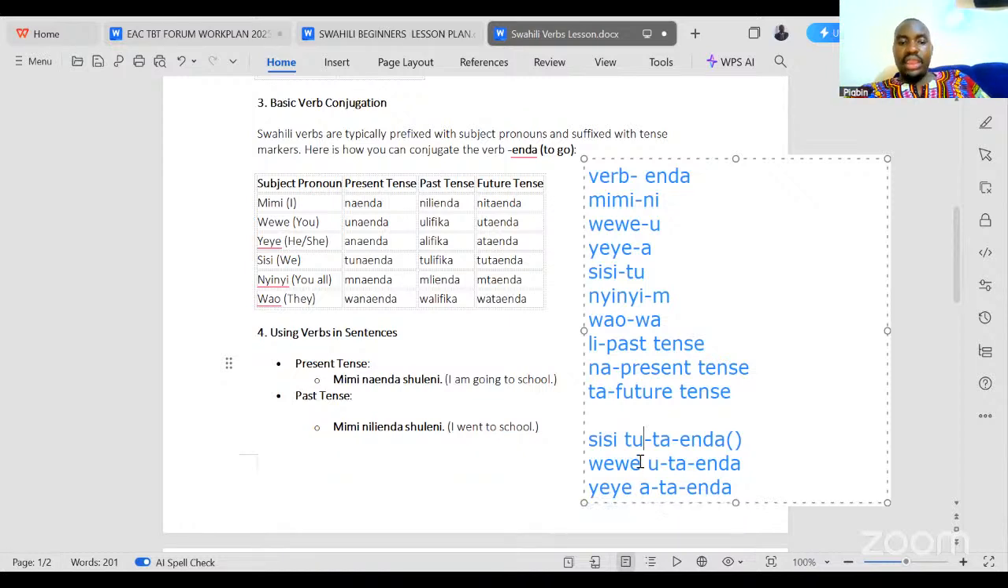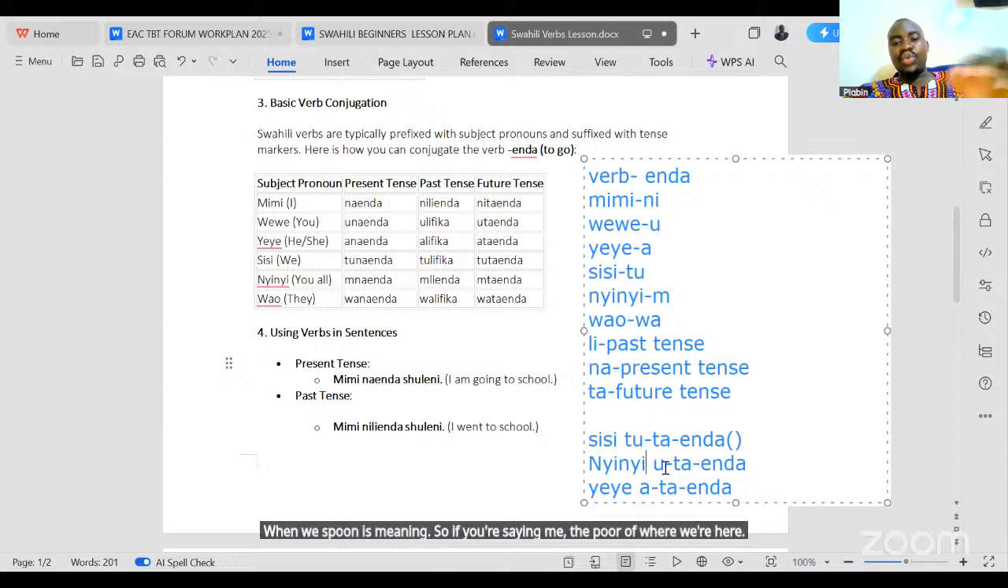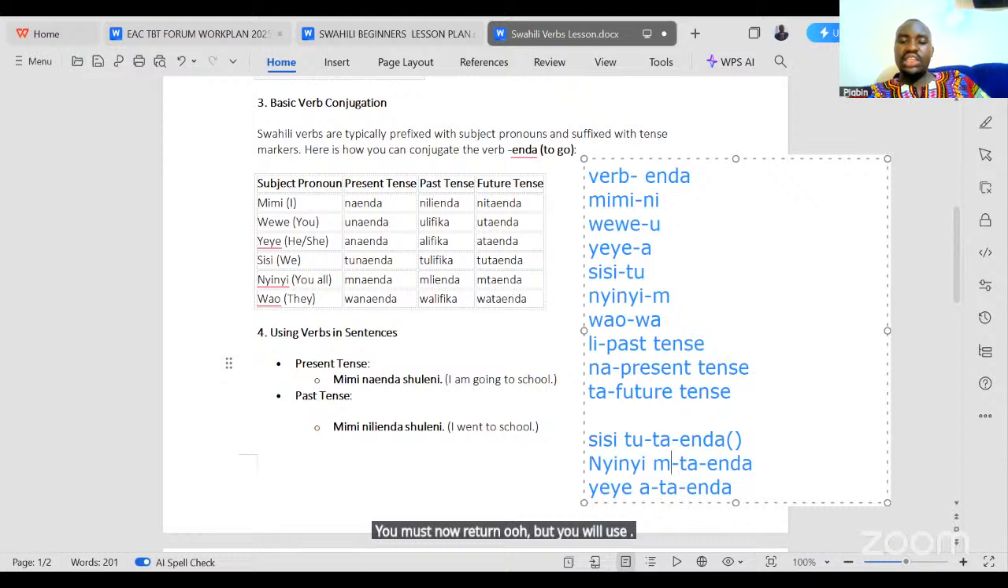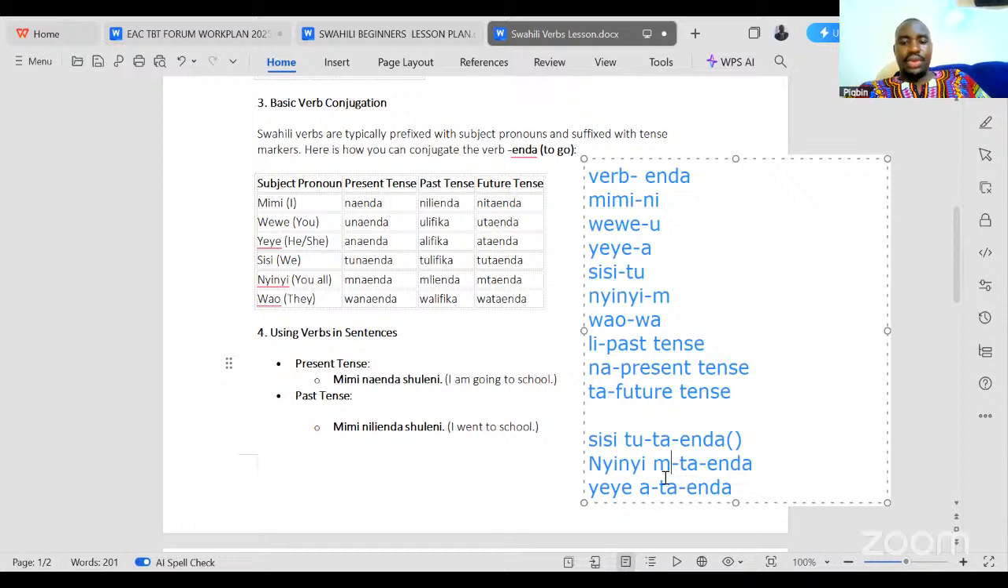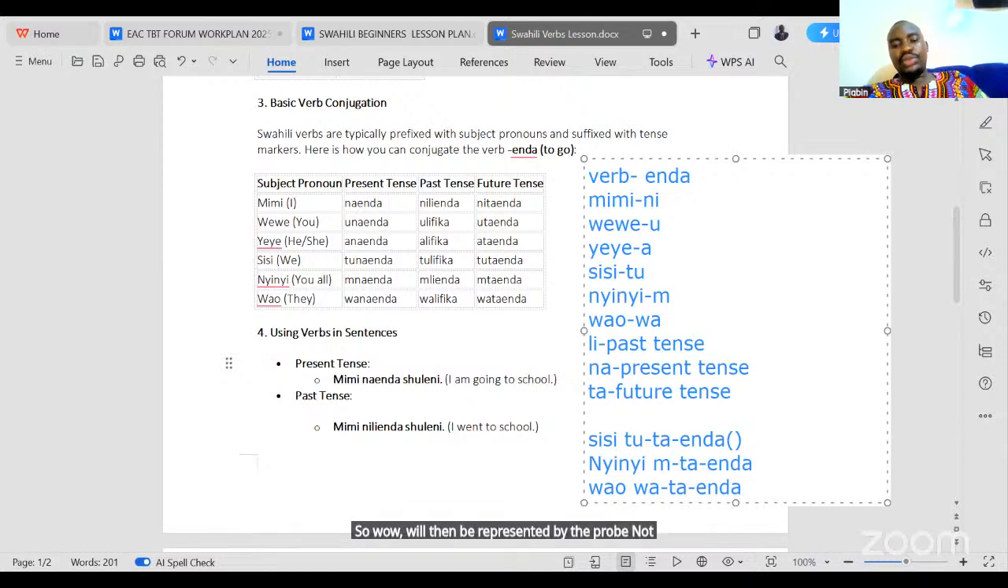While the plural of wewe is nyinyi. So if you say nyinyi, the plural of wewe here, you will not retain u, but you will use m. Nyinyi is represented by the pronoun m. So nyinyi mtaenda, sisi tutaenda. Well, the plural of yeye is wao. So wao will then be represented by the plural wa, not a, wa. So it will be wataenda. The rest of taenda would remain the same.